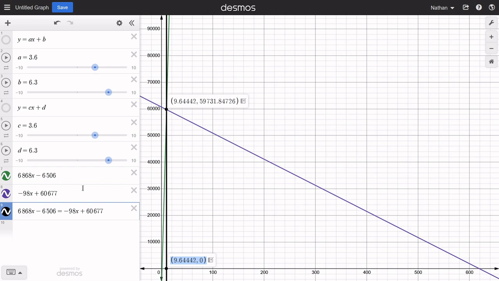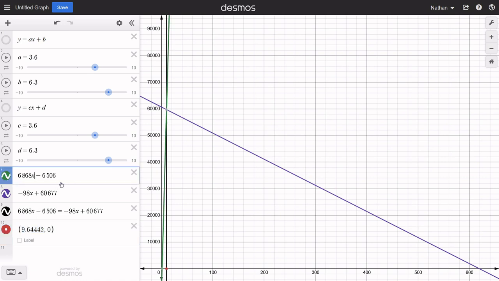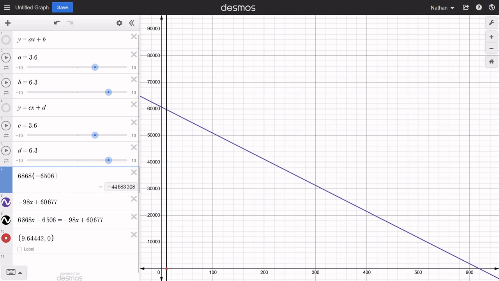So we could do that, right? If we just take that point and then copy it into here.